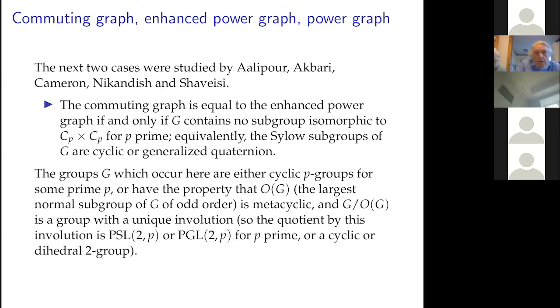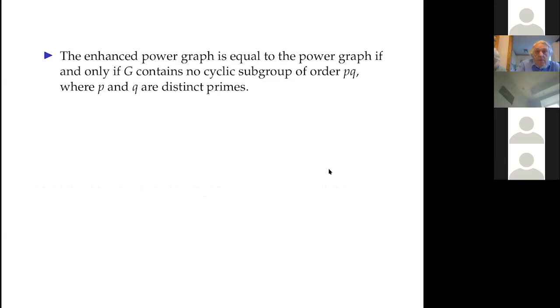Right, so now what about enhanced power graph equal to the power graph? That says if 2 elements are both powers of the same element, then one is a power of the other. And that's equivalent to saying that there cannot be a cyclic subgroup of order pq. In other words, there cannot be C_p × C_q, where p and q are distinct primes.